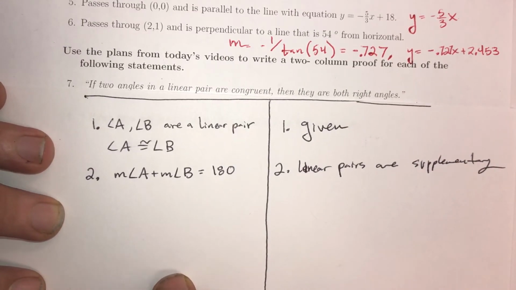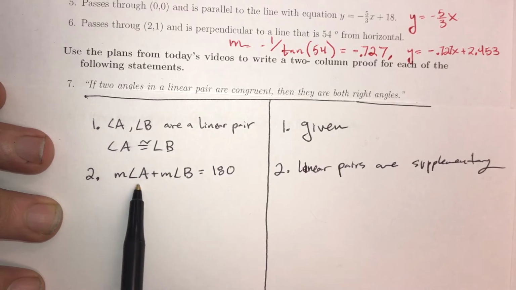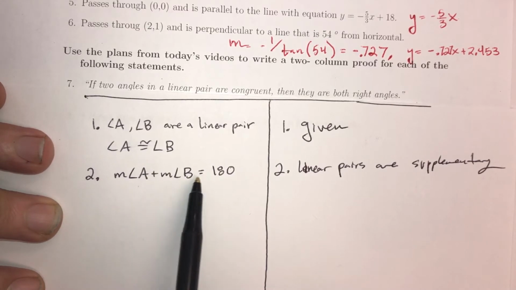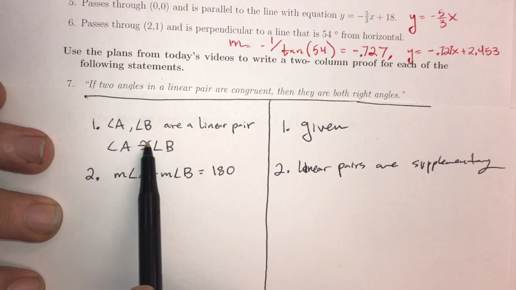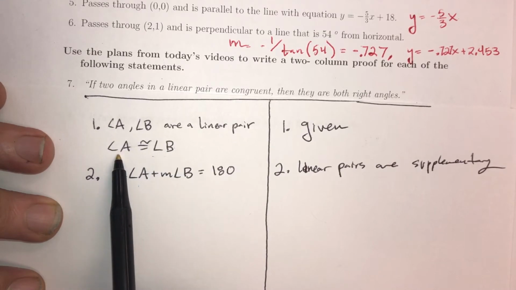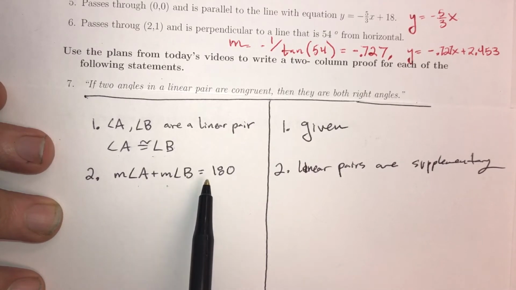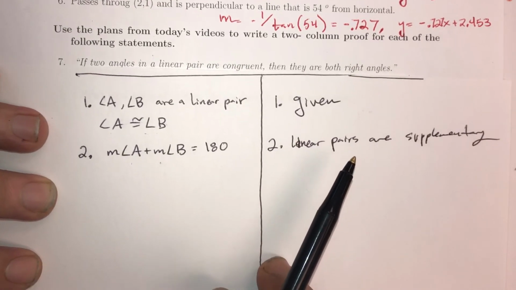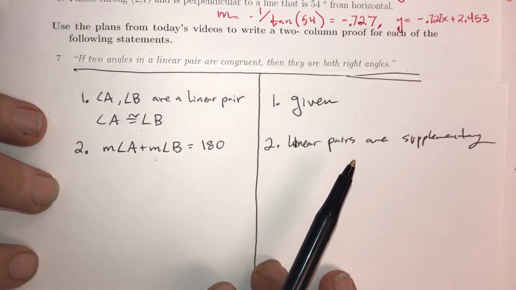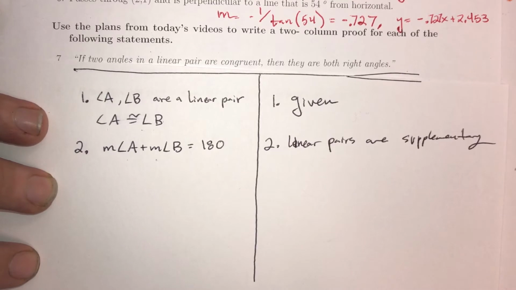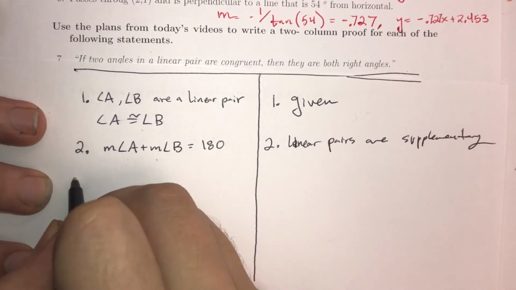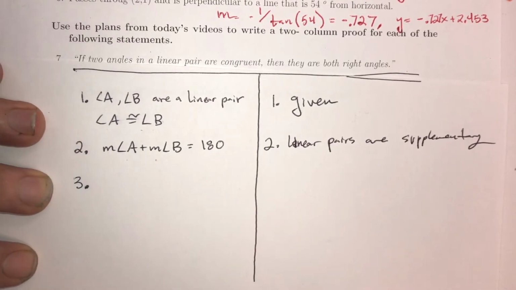Okay. So I'm seeing here that I've got measure of angle A plus measure of angle B equals 180. I know measure of angle B is going to be the same as measure of angle A. So it looks like if I do some substitution, I could get two measure of angle A's and then divide by 2 and get 90. So I think that's what I'm going to do. My proof is planned, and now I'm going to carry it out, finish carrying out my plan by writing my proof.